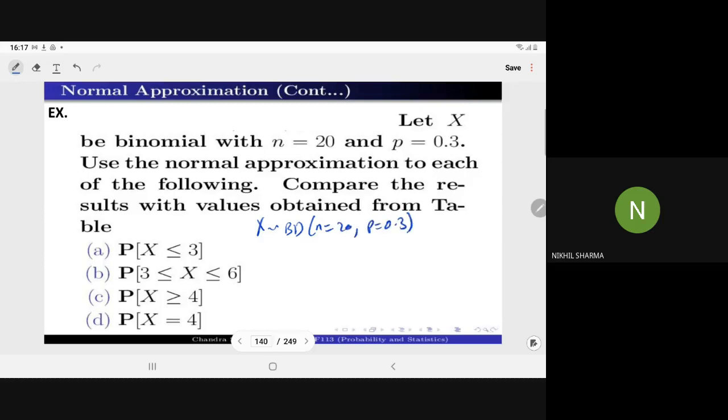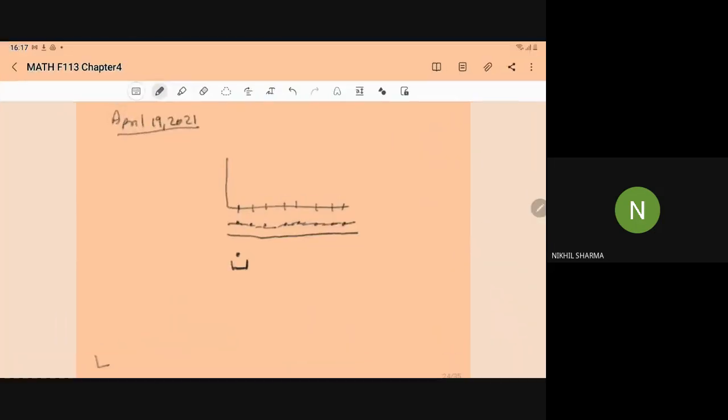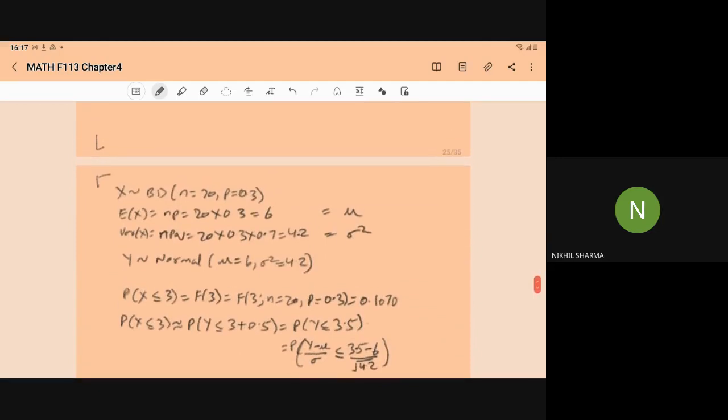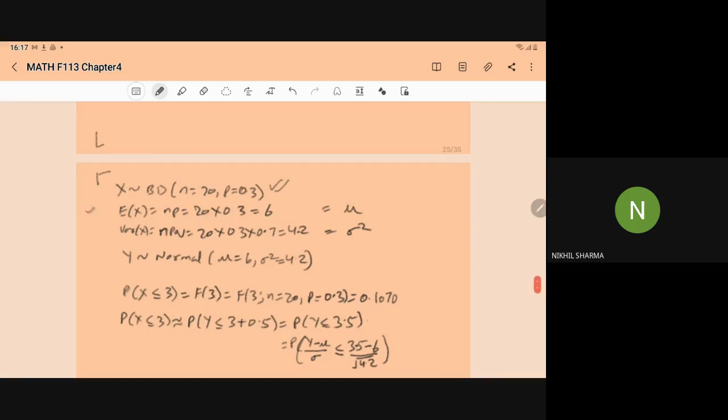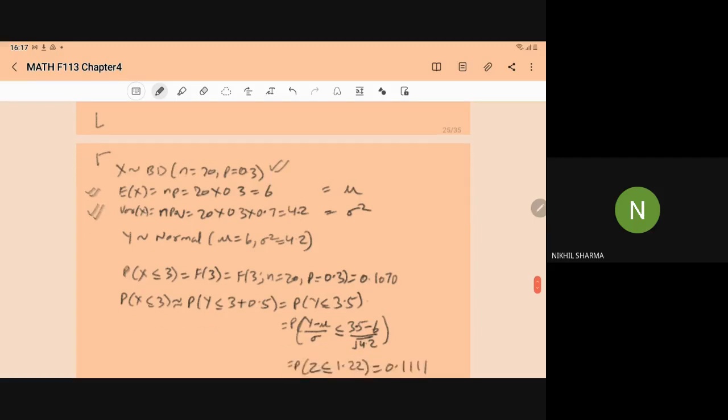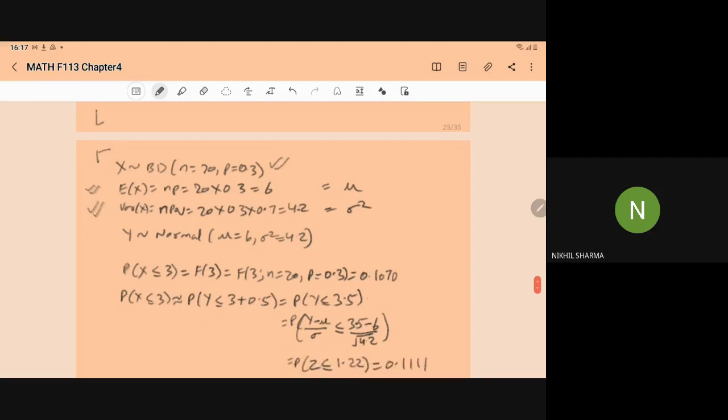Right. So in this case, x follows the binomial distribution with n equal to 20 and p equal to 0.3. So you know that E(X) is np. np is 20 into 0.3, that is 6. Variance of X is npq. So 20 into 0.3 into 0.7, that is 4.2. So that we denote by mu and sigma square.